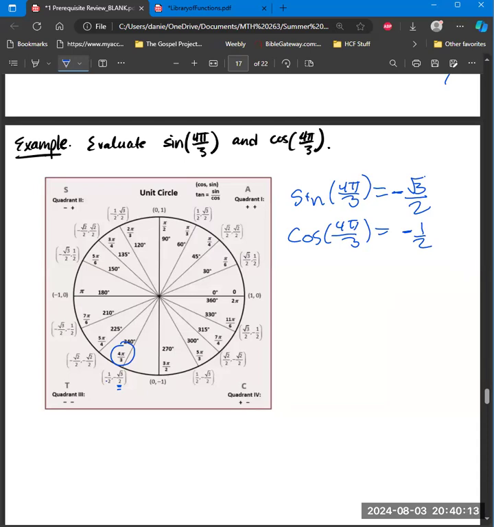The reference angle is going to be pi over 3 here, which is up here, but we're in quadrant 3, so it's negative and negative. That's another way that you could do that. Let's go ahead and look at some other examples here.